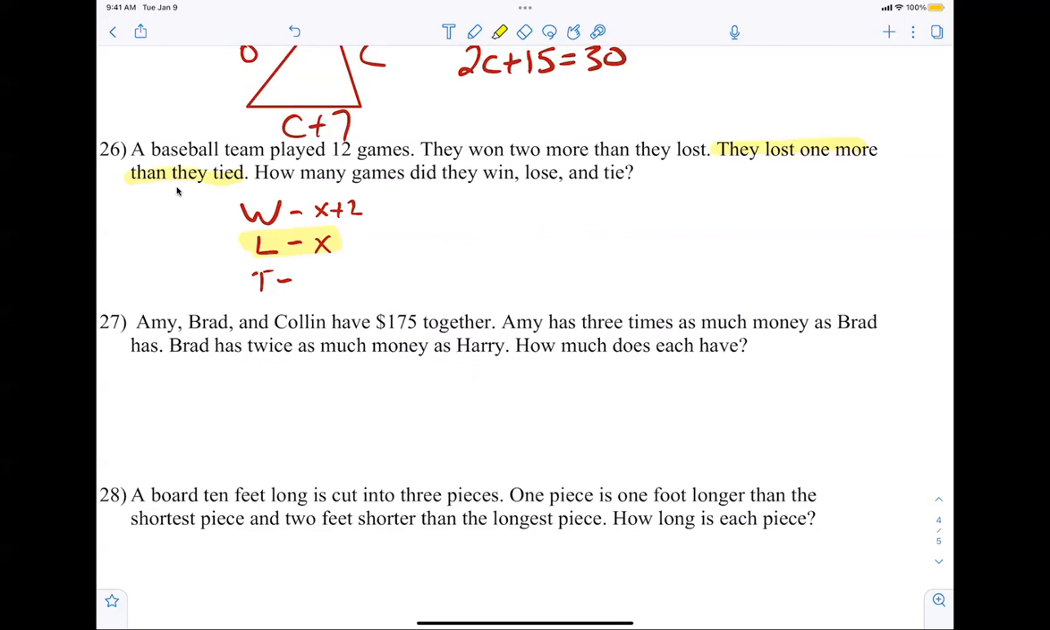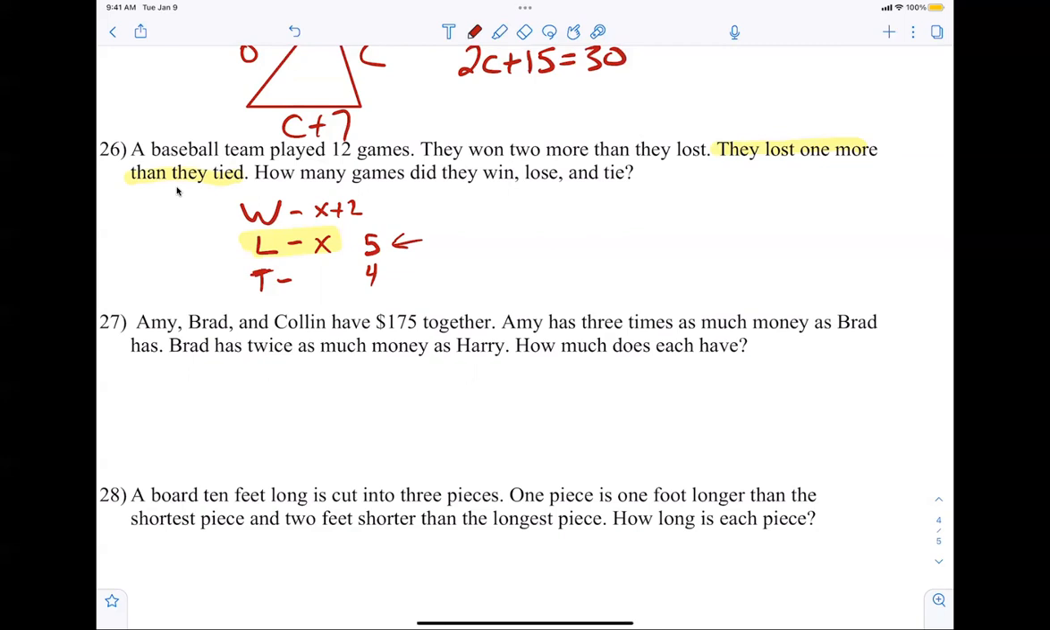Now, let me explain it this way. Let's say, for example, they lost 5 games. Then they lost one more than they tied. So that means they tied 4, just using the example. If they lost one more than they tied, that means they tied how many? Look right here, I'm giving you the number. 4. Yes. Now, why am I doing that? So your brain now can say, then how would I describe the amount of games they tied with respect to X?